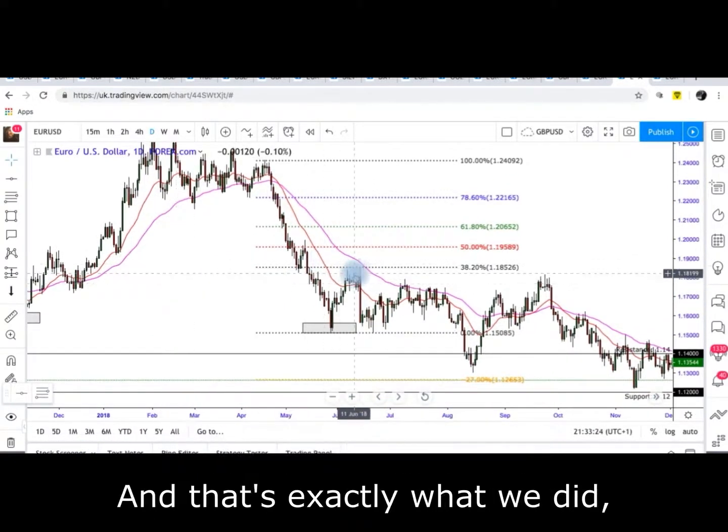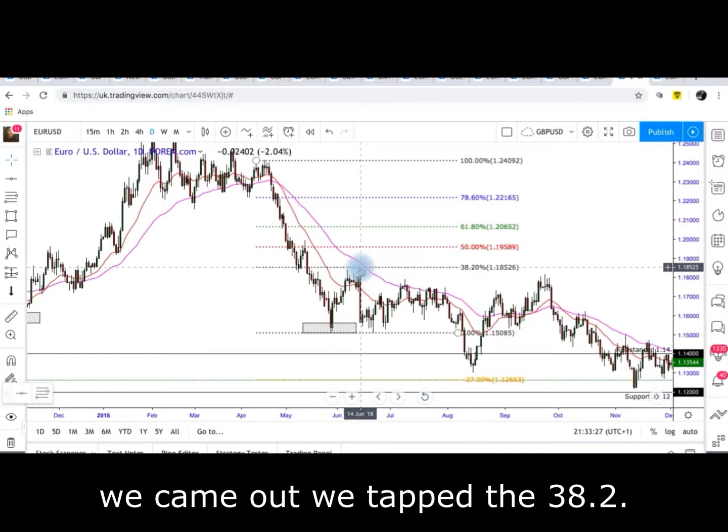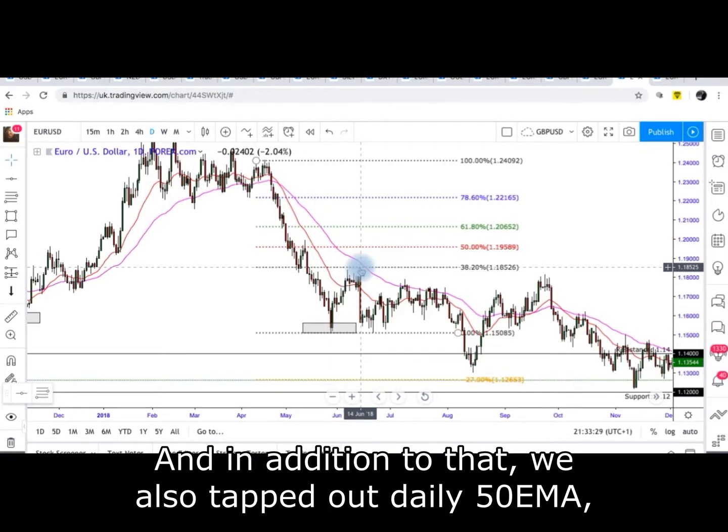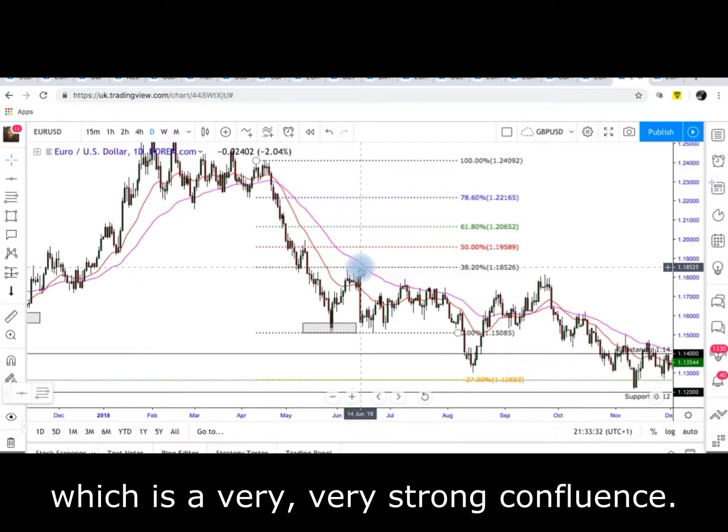Okay, and that's exactly what we did. We came out and we tapped the 38.2. And in addition to that, we also tapped our daily 50 EMA, which is a very, very strong confluence.